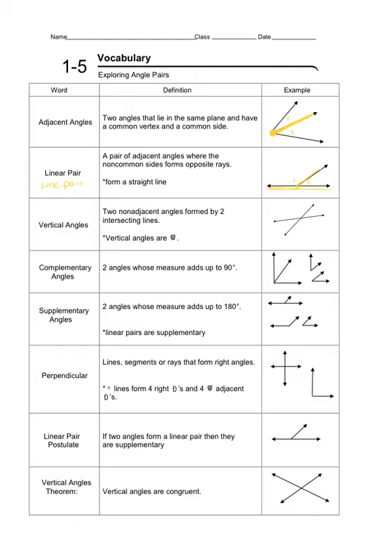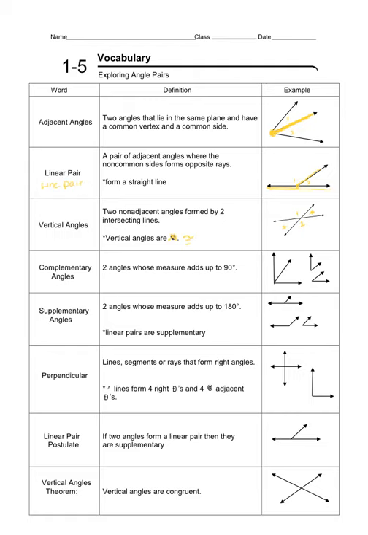Okay, vertical angles are two non-adjacent angles formed by two intersecting lines. Vertical angles are congruent. If I look at this picture, this would be a set of vertical angles, and then this would also be a set of vertical angles, and they have to be the same number. So if angle 1 was 100, then angle 2 would also have to be 100.